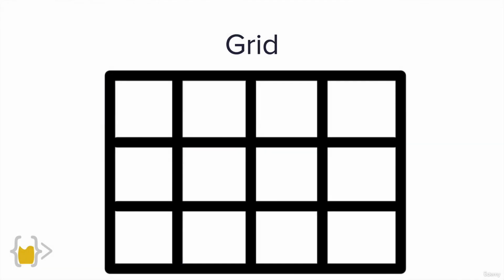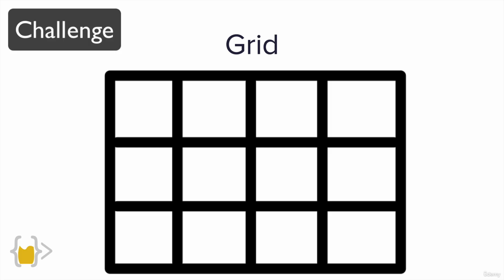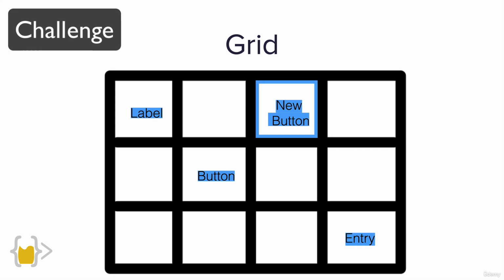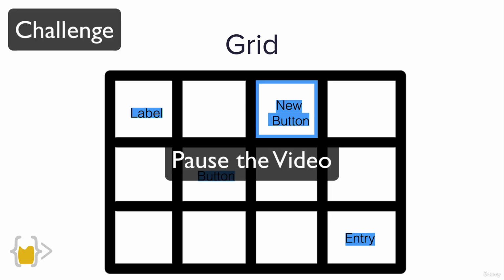So now here comes a challenge for you. I want you to change the code that we've already written so that we end up with this layout. So we've already got a label, a button, and an entry. I want you to add a new button, and it should be positioned like this. Have a think about how you might solve this challenge using the grid system that you learned about just now. Pause the video and complete the challenge.